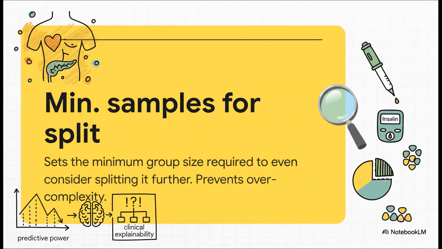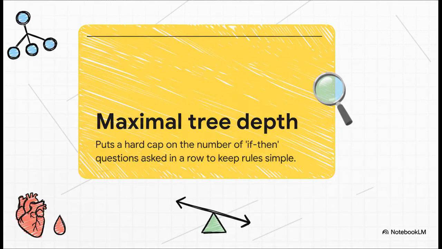Next up, we can tell the model, don't even bother trying to split a group if it's already pretty small. You can think of this as a kind of gatekeeper. If we have a group with fewer than, say, 20 people, we just stop there. This keeps the tree from getting way too complex and creating rules that only apply to a tiny handful of individuals.